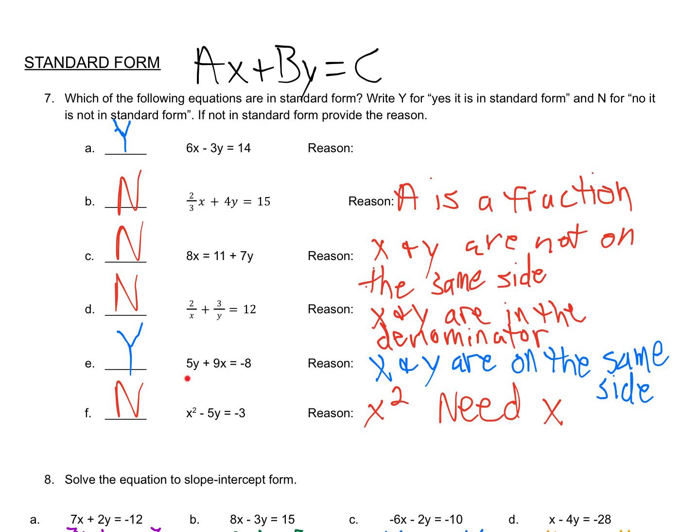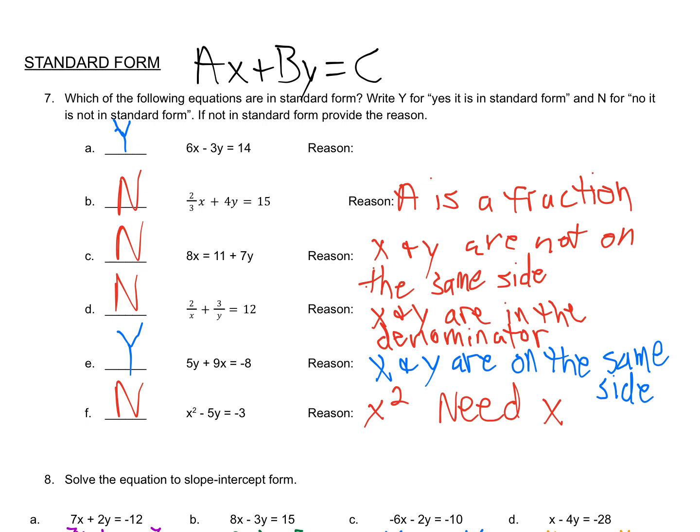Part E, we have 5y plus 9x equals -8. This one is in standard form. It's okay that the x is in first, as long as the x and y are on the same side, and the numbers in front of x and y are integers with the number on the other side, they're good. It's just like slope-intercept form. The b can be before the m and the x, as long as the m, x, and b are all on the same side. M's in front of the x.